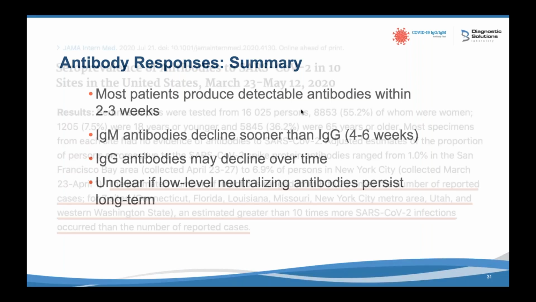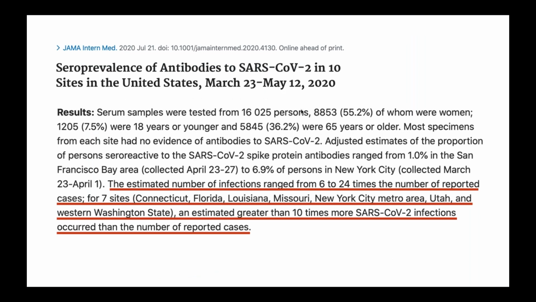Okay, so this next study here is titled Seroprevalence of Antibodies to SARS-CoV-2 in 10 sites in the United States. This is looking at data from fairly early on in the pandemic, March 23rd to May 12th, although it was recently published in the Journal of the American Medical Association. So this is one of the most comprehensive studies published to date and peer-reviewed, looking at the seroprevalence data.